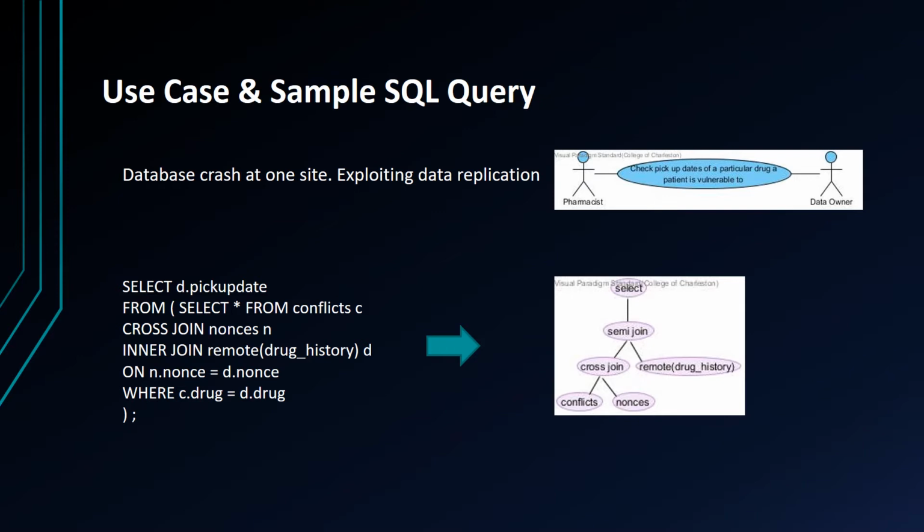So if you see the parse table of this SQL query, you will see that the two local tables, conflicts and nonces, are at leaf nodes, and we perform a cross join and house it on the query asker side. Then once we extract information from the drug history table, we perform the final join result between these two at the blind comparer site, and this result gets returned to the pharmacist.